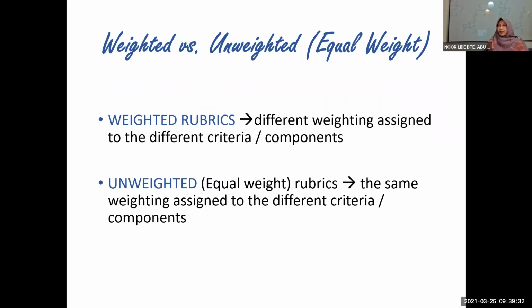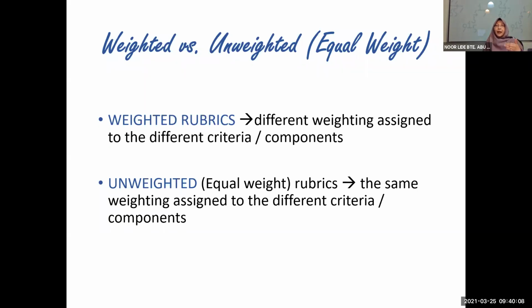The next type of classification of rubric is whether it is weighted or unweighted. Okay, unweighted means that the different criteria actually have equal weight, the same weight. If your scoring is from 1 to 5, for criterion 1, maximum score is 5. For criterion 2, maximum score is also 5. For criterion 3, maximum score is also 5.